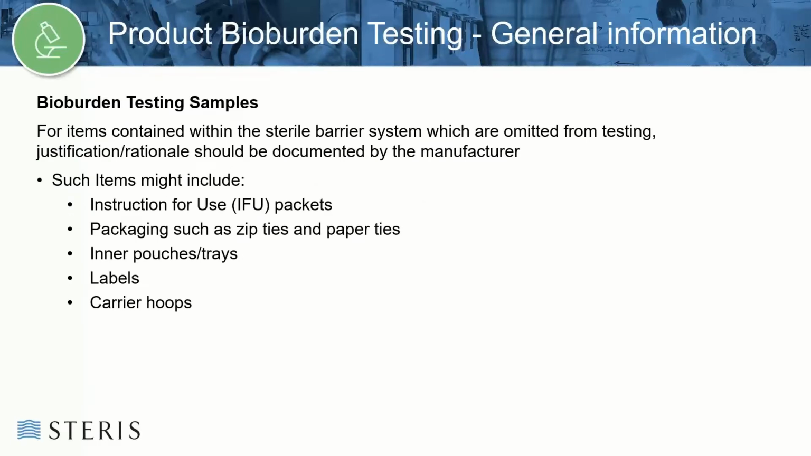For bioburden testing samples, the items within the sterile barriers may be selected to be excluded from testing by the manufacturer. Documentation of the justification for excluding these materials should be generated by the manufacturer, maintained in the quality system, and available for auditing. Such items might include informational for use packets, packaging such as zip ties or paper ties, inner pouches, labels, or carrier hoops. It is important to communicate with the test laboratory regarding portions of the device that are to be considered for testing and those that are not.